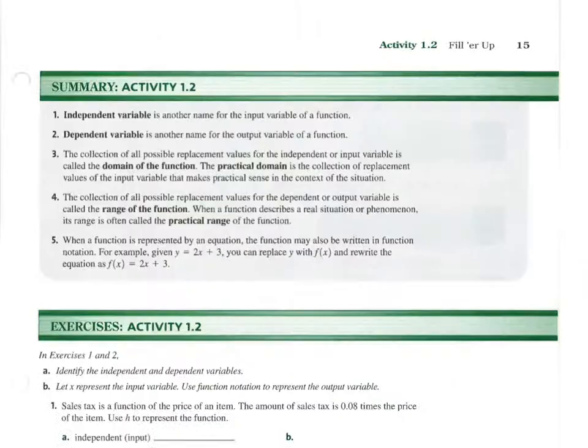So you guys take a look at these. They're a nice recap of the activity, and then take a look at the exercises at the end of it, because the answers are in the back for all of those. Okay, so let me know if you have any questions.